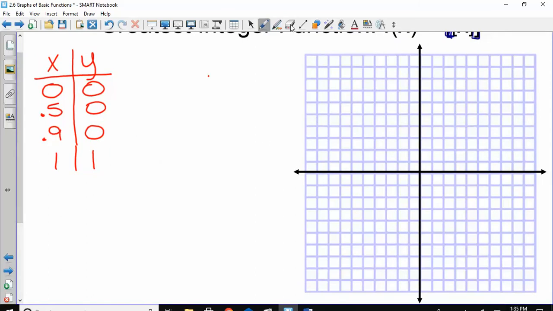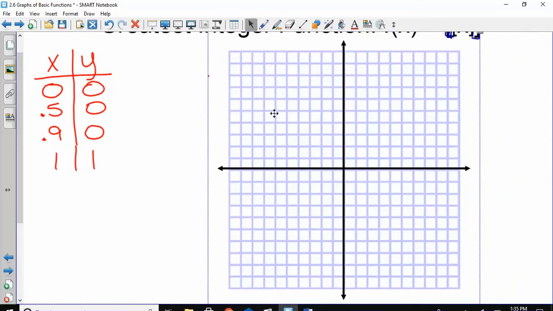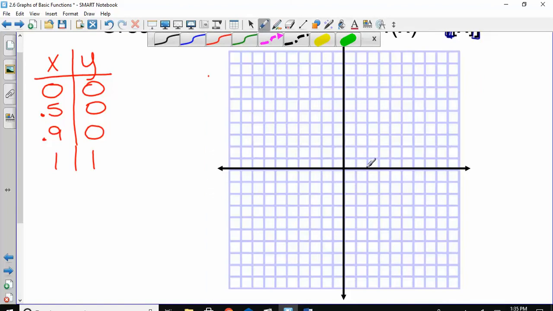Okay, I'm going to adjust this because I need my graph to be big enough to actually see what we're talking about. So I'm going to stretch up my graph a little bit.